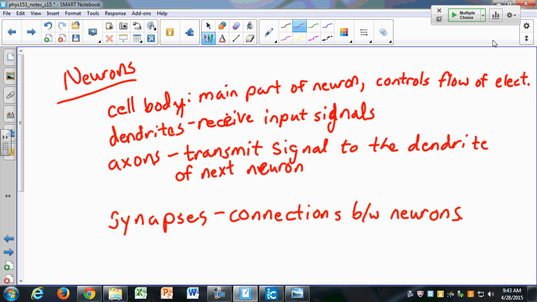I suspect many of you have already known this, but you need to know the basic parts of the neuron, the dendrite, the axon, and the cell body, and how they work, the basic functions that they provide. I think that most of you know that.